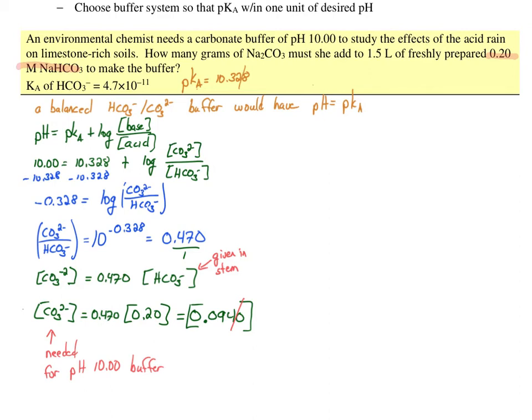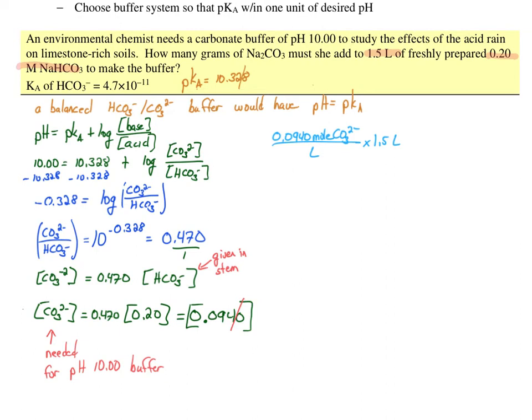Now we want to calculate the amount of sodium carbonate that we need to add in order to achieve that concentration. Now we look up to our question statement and we can see that we have 1.5 liters of the buffer. Stated another way, we want to add enough sodium carbonate to this 1.5 liters of the buffer in order to increase the concentration of our carbonate ion to this value. We can calculate then the number of moles of sodium carbonate that we need, and from there, the mass.